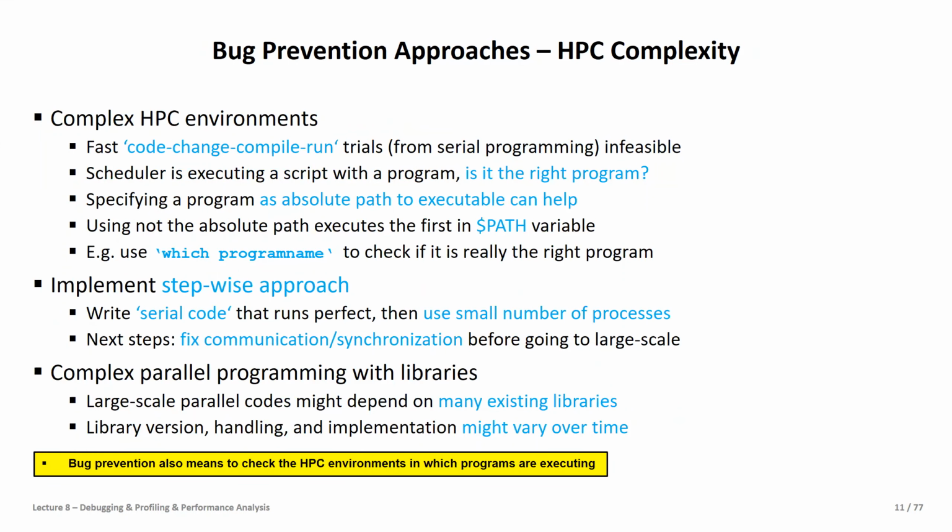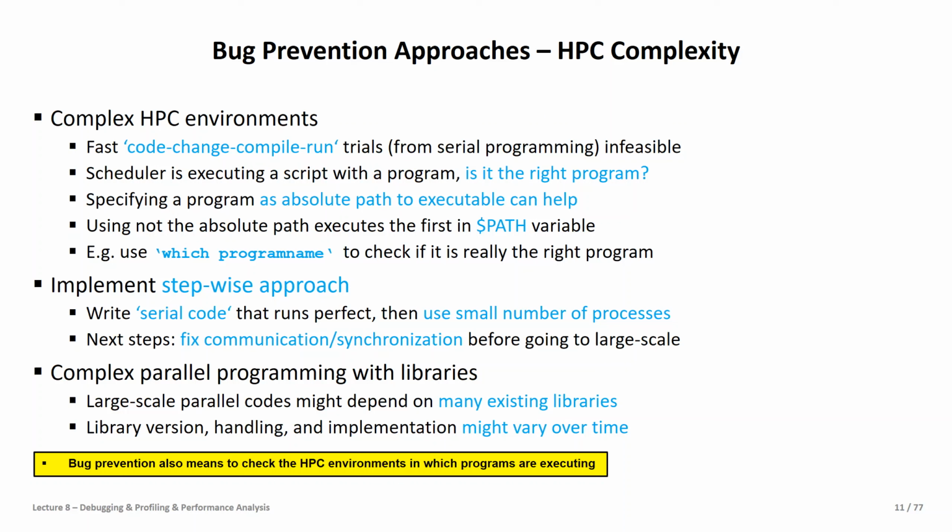The problem, and the reason why people have trouble adopting this, is the HPC complexity. Usually we do a code change, then compile and run trials. This is not really feasible in an HPC system. You know that. It's not an Eclipse integrated developer environment. Here you always have a scheduling script. You submit it to the scheduler, and it will come back with a solution.